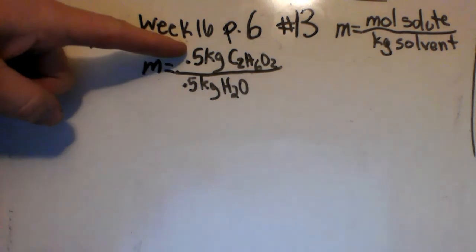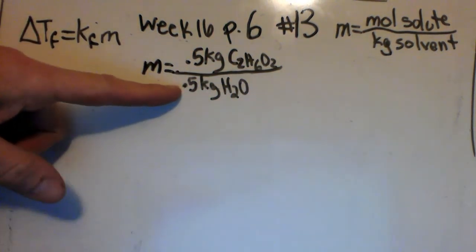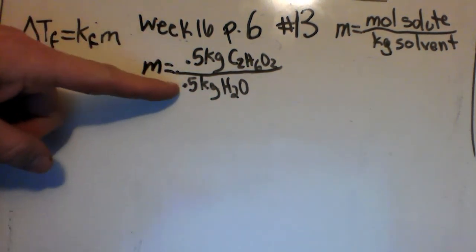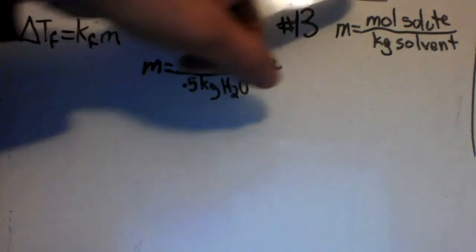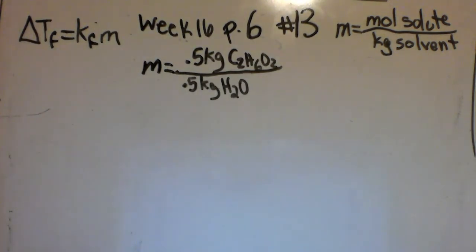We're going to start by putting the solute on the top and the solvent on the bottom. Notice the solvent on the bottom has the correct units. The top does not. Top is in kilograms. We need to convert to moles. In order to convert to moles, we have to have grams. So we'll first move the decimal place to the right 3 spaces in order to convert from kilograms to grams. That gives us 500 grams of antifreeze.